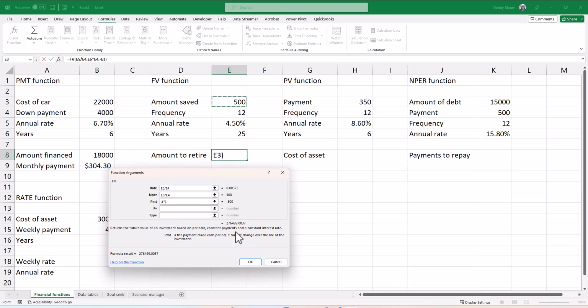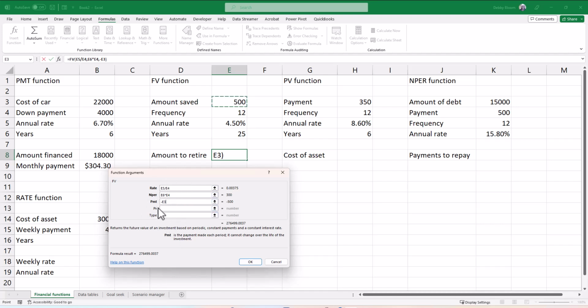And notice you're going to have $276,499. So I told you it's not really very much money, but before I click OK, I want you to notice that there are no numbers, only cell references within my function, which means that I can change any one of these numbers, and the function is based on the numbers in the cell, not numbers.